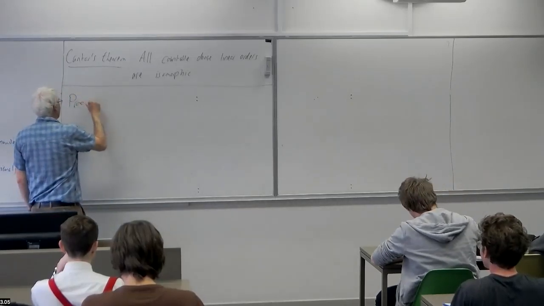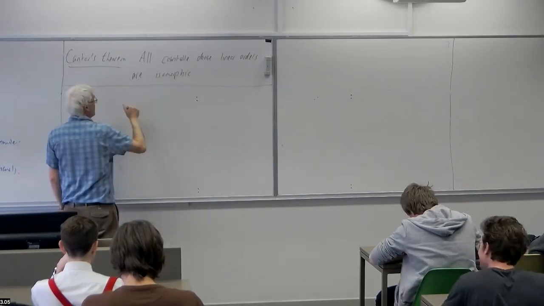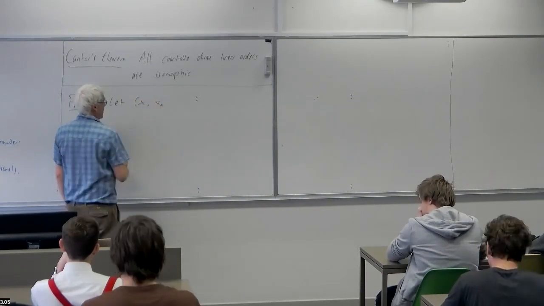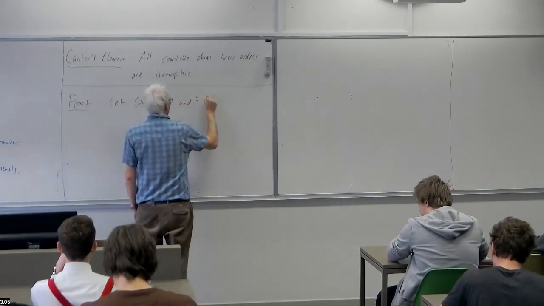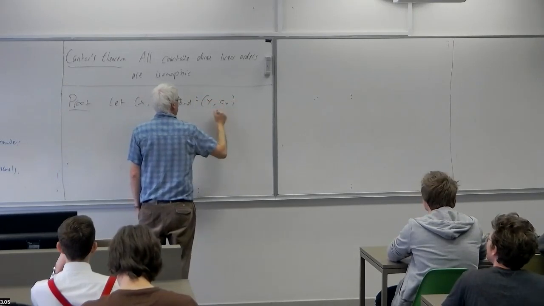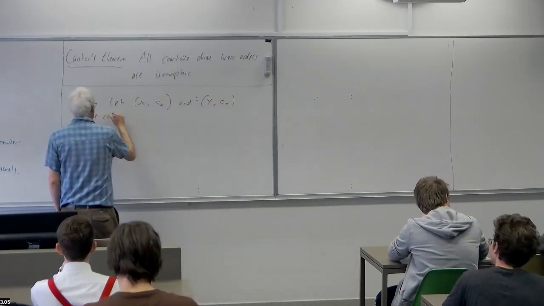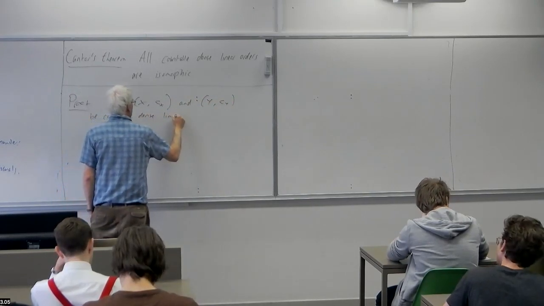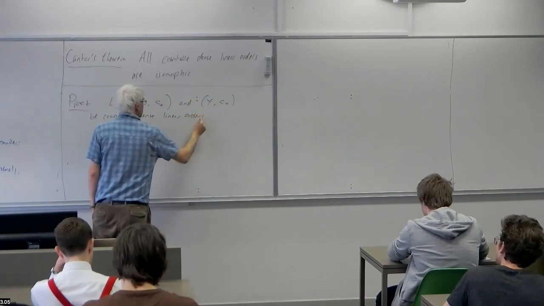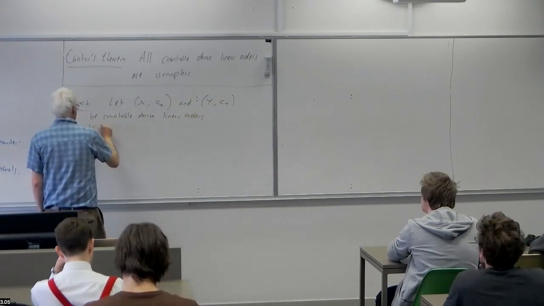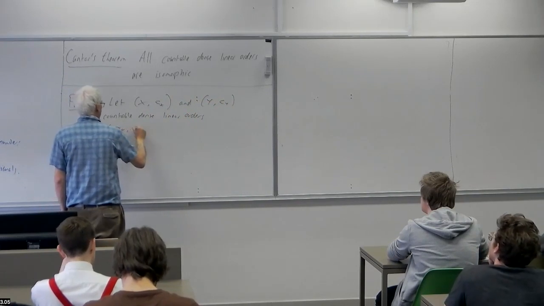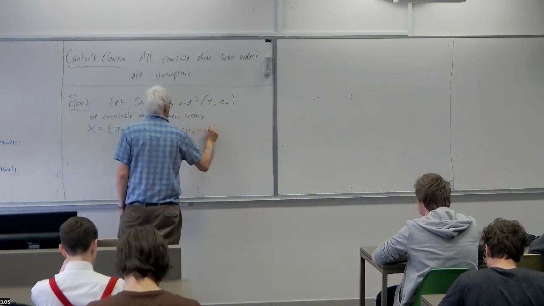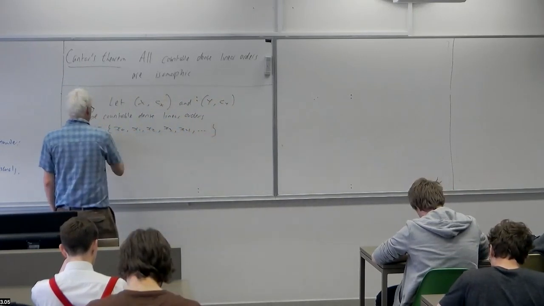So we just dive in and let's assume we've got two countable dense linear orders. So let X, with its less-than-X relation, and Y, with its less-than-Y relation, be countable dense linear orders. X is countable, so let's enumerate its elements. And Y is also countable.